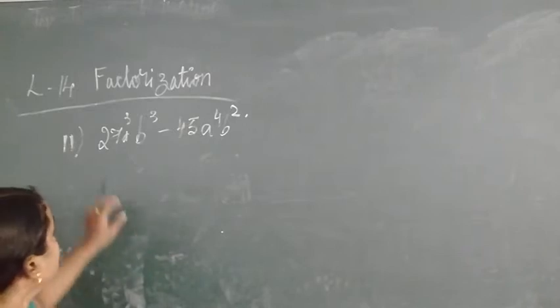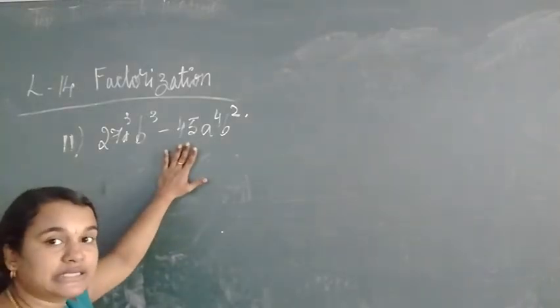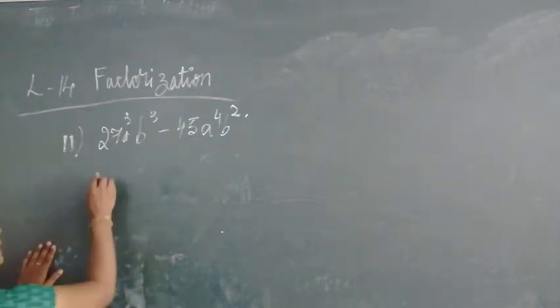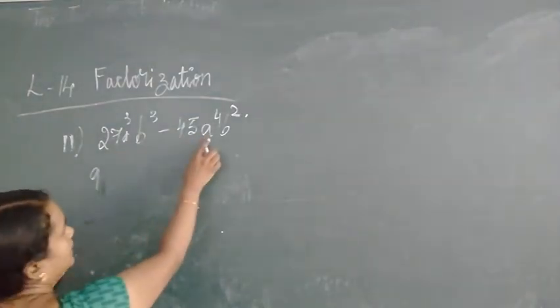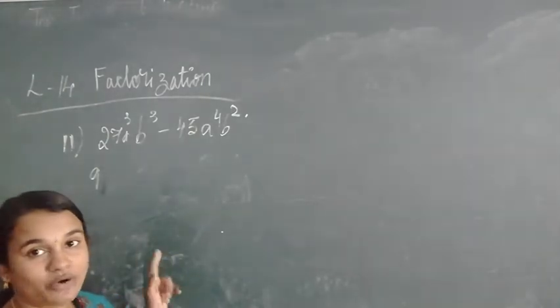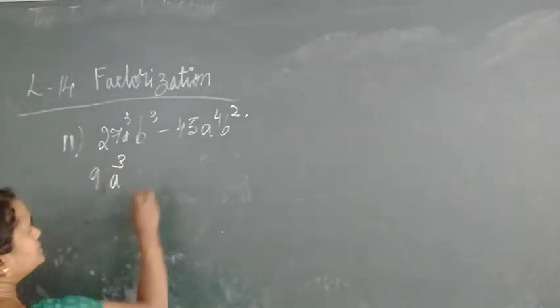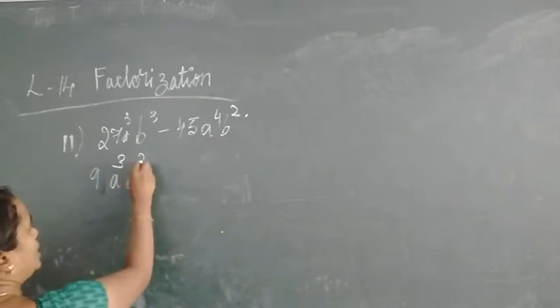Here, children, 27 and 45, that means it will go in the table of 9. 9 we will take as a common. 9 here, a cube, a to the power 4. So which is the smallest? a cube is the smallest value. We will take a cube outside and b square also outside.